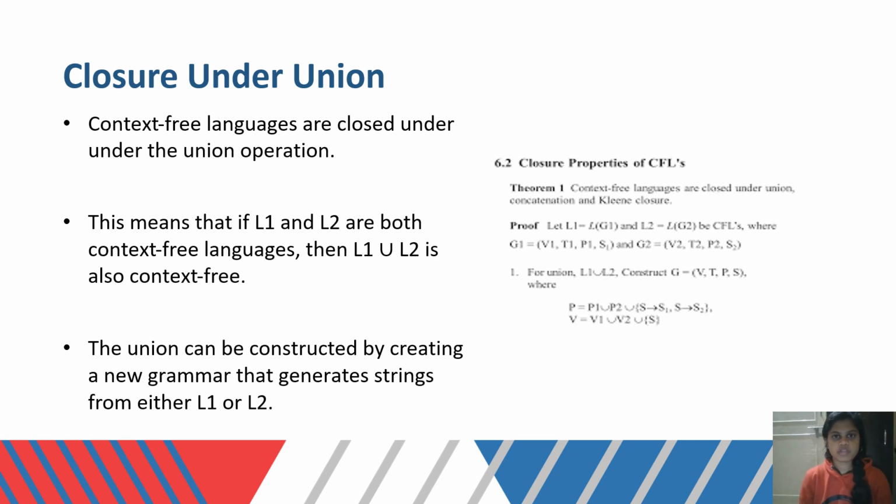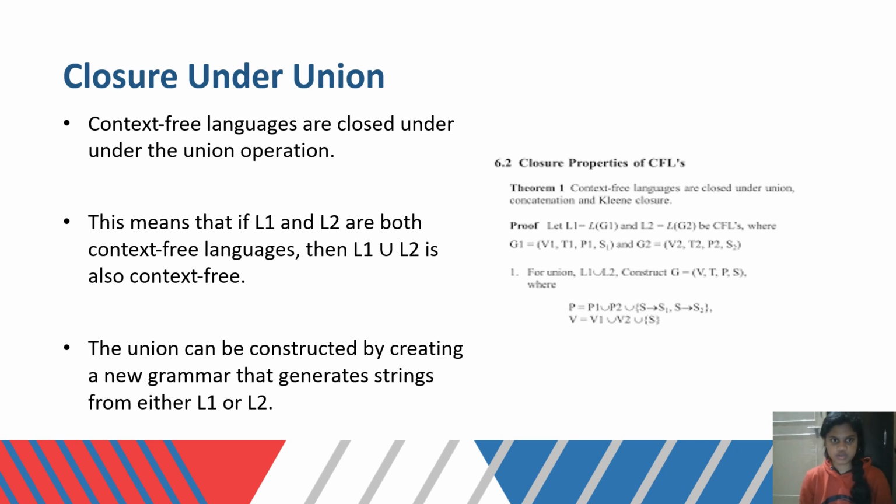The main properties are union, concatenation, then Kleene star, and then comes intersection. But CFLs are closed only under union, concatenation and Kleene star, and they are not closed under intersection. Let us see how it can be proved.